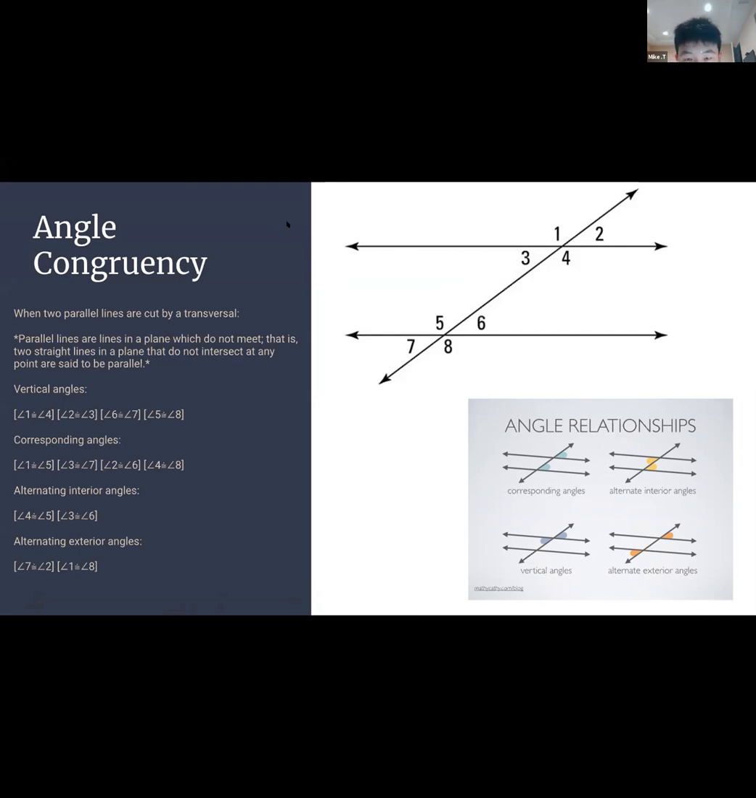For corresponding angles, there are angle number 1 and number 5, angle number 3 and number 7, and angle number 2 and number 6. For alternating interior angles, some examples include angle number 3, number 5, and angle number 4, number 6. For alternating exterior angles, they are angle number 7, number 2, and angle number 1 and number 8.